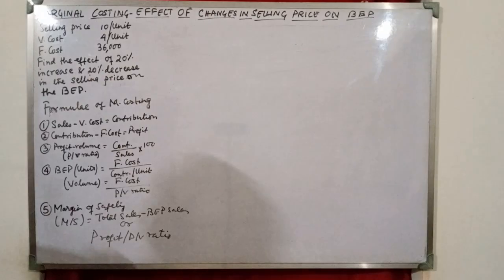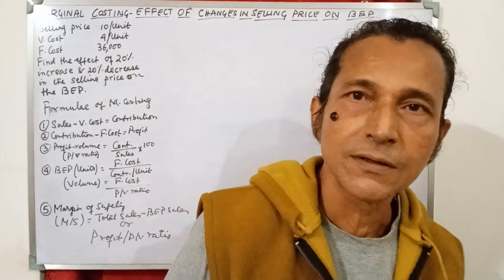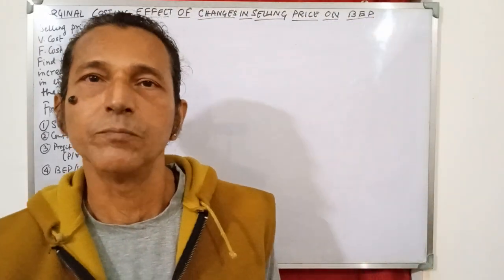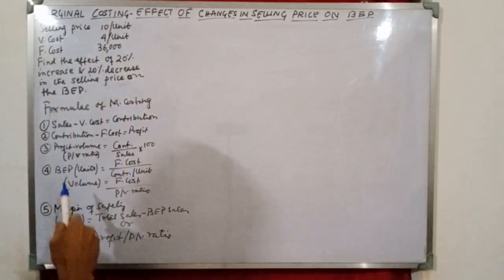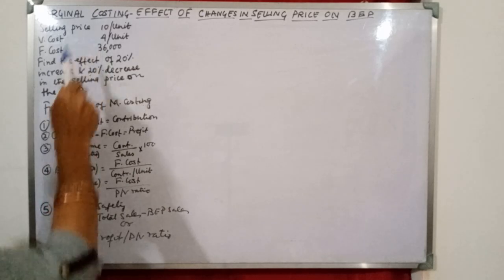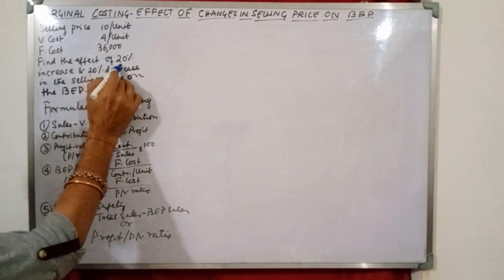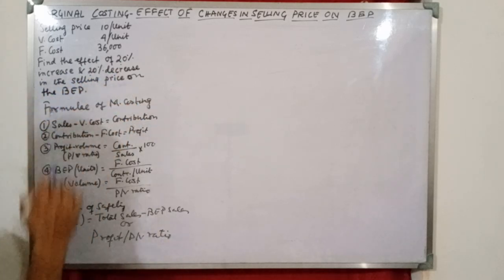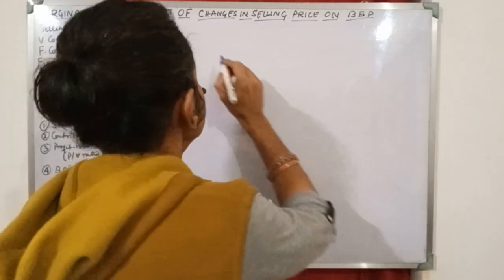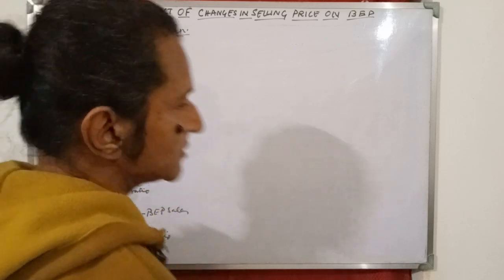Now here we have a problem to solve. We have to find out the effect of changes in selling price on the break-even point of the firm. Selling price per unit is 10, variable cost per unit is 4, fixed cost is 36,000 per annum. We have to find out the effect of 20% increase and 20% decrease in the selling price on the break-even point. Here I am solving this problem. Watch carefully.